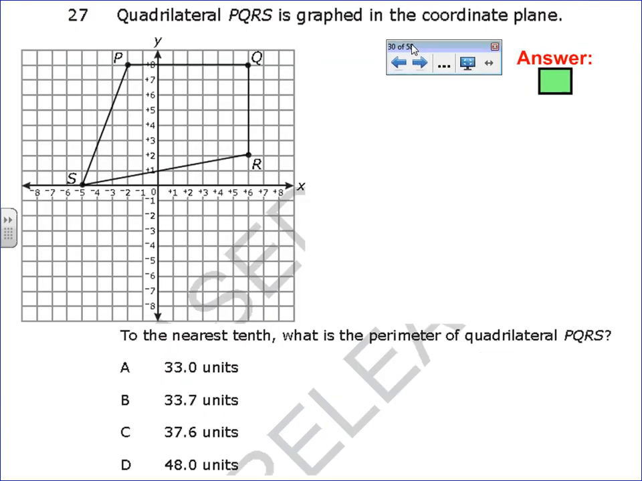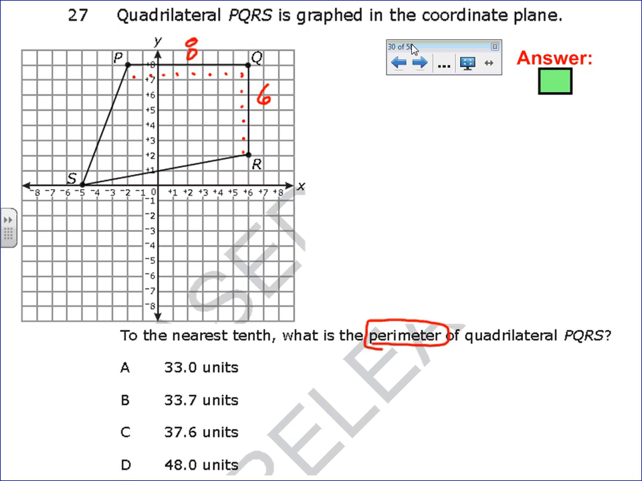Alright, for 27, it says quadrilateral PQRS is graphed in the coordinate plane. To the nearest tenth, what is the perimeter, the distance around the outside? So first I need to count this: 1, 2, 3, 4, 5, 6. Then I need to count this: 1, 2, 3, 4, 5, 6, 7, 8. Okay, those two sides are easy. Now the other one's going to be a little trickier.